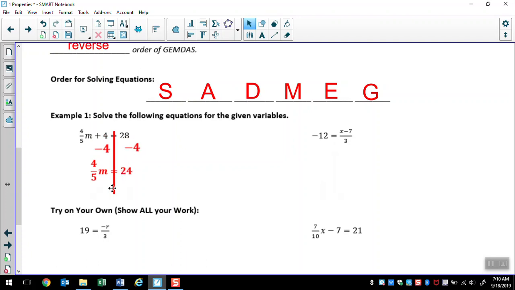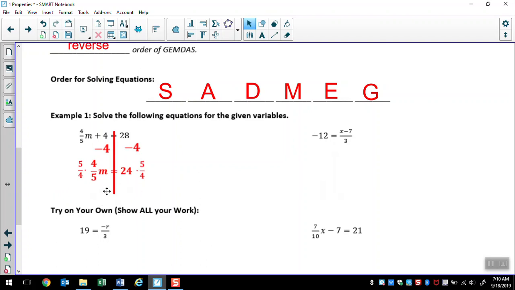All right, so now the next thing we need to do is undo this multiplication. I have 4/5 times m. So we have to undo multiplication. Well, we do that by dividing. The only problem is I can't really divide by a fraction. So we have to use our inverse with the fraction. The inverse of 4/5 would be 5/4. So I'm going to multiply this side by 5/4. I'm going to multiply this side by 5/4.